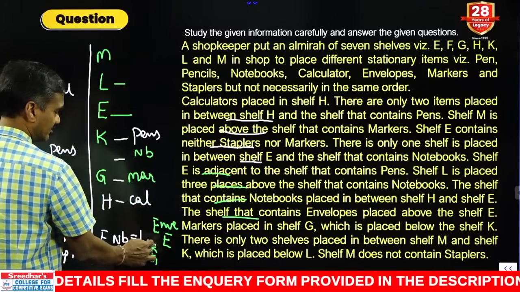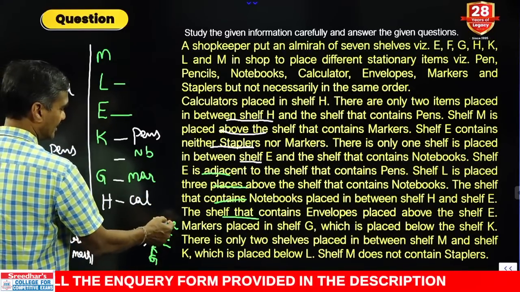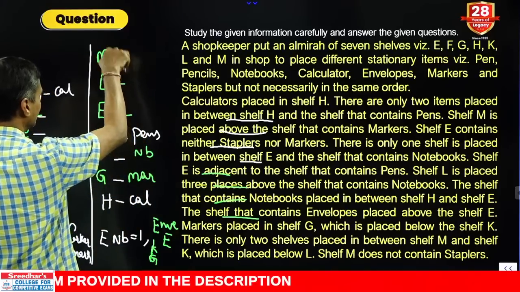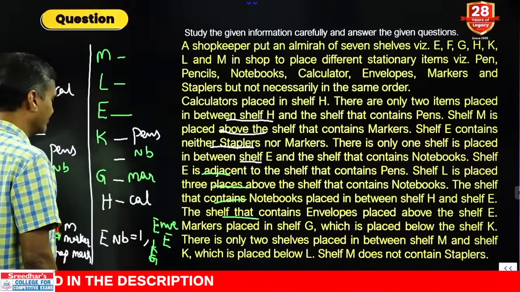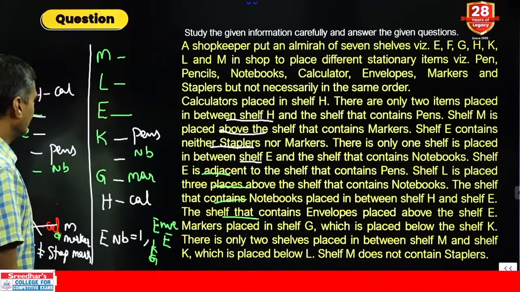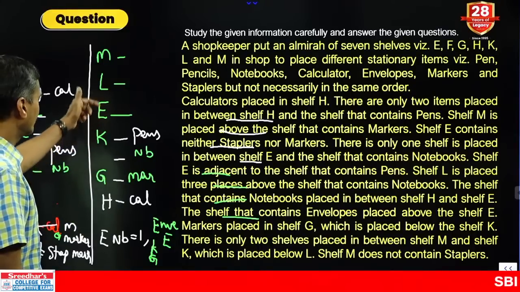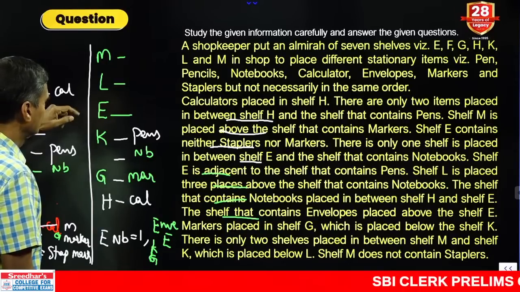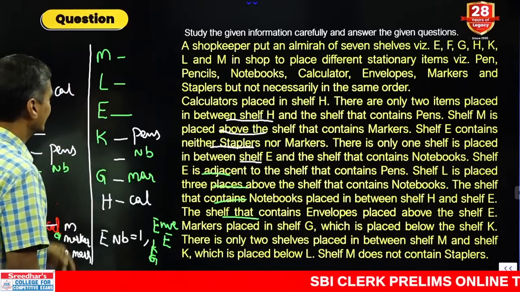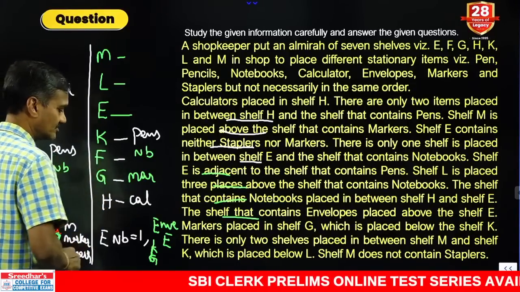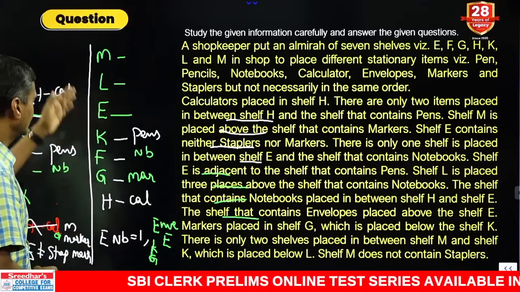Now, G is below this K and E is above this envelope and envelope is above this one, and between these two anything can be envelope, and M and this one. And K is placed below E. 1, 2, 3, 4, 5, 6, 7 were done. Then we are left with only one more. E, F, G, H, K, L, M, hence F must be notebook. Clear? Then this is the order.